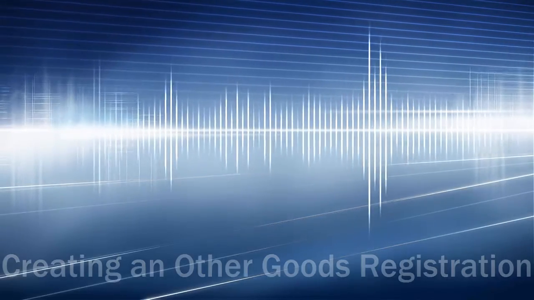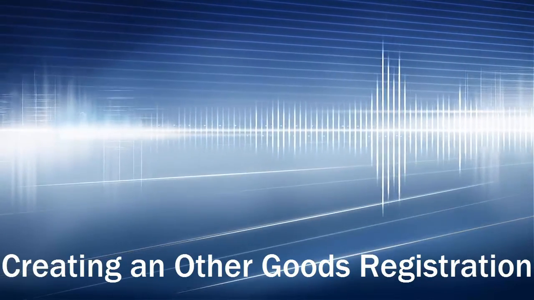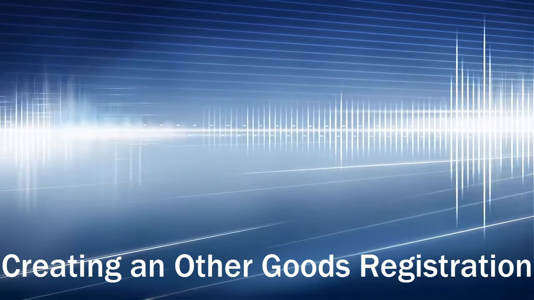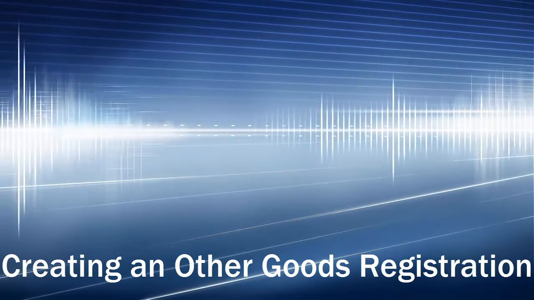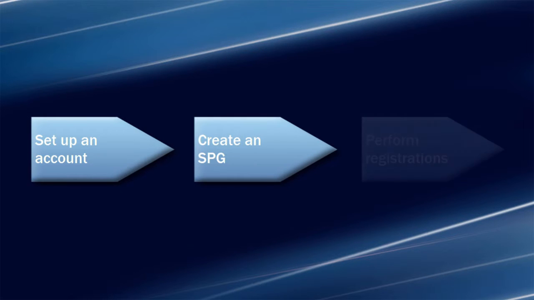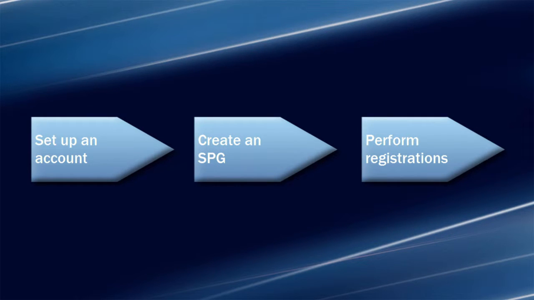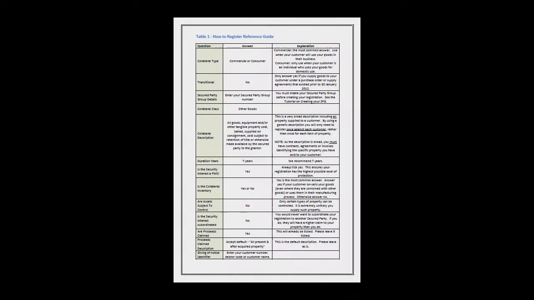This tutorial will show you how to create an other goods registration against a customer on the Personal Property Securities Register. You will need to set up an account and create a secured party group before performing any registrations on the PPSR. And before you get started, we recommend you print the How to Register reference guide from your package. You should refer to this as you perform your registrations.